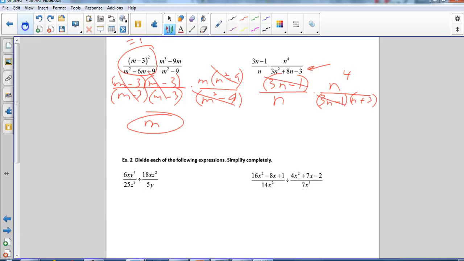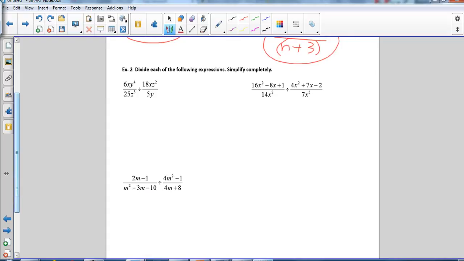3n minus 1's cancel. Where do you have more n's? On the top. How many more? 3 more. And on the bottom, what's left? N plus 3. And remember, no, you cannot cancel one of the n's on top with an n on the bottom. That's your answer.